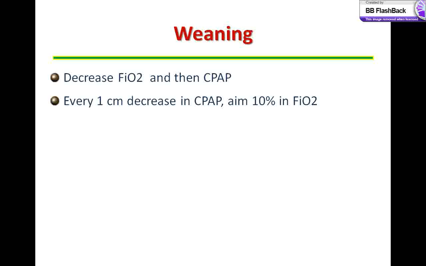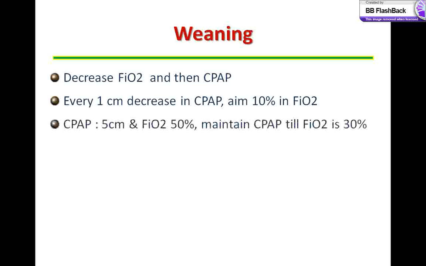In that sequence, come down on the pressures in steps of 1 centimeter and FiO2 in steps of 5%. Once a baby is on FiO2 50% and a pressure of 5 centimeters, the next step would be to come down on the FiO2 to as low as 30% before you start decreasing the pressure further. Now when a baby is on FiO2 less than 30% and a pressure of 5 centimeters, then you start decreasing the pressure from 5 to 4 centimeters.